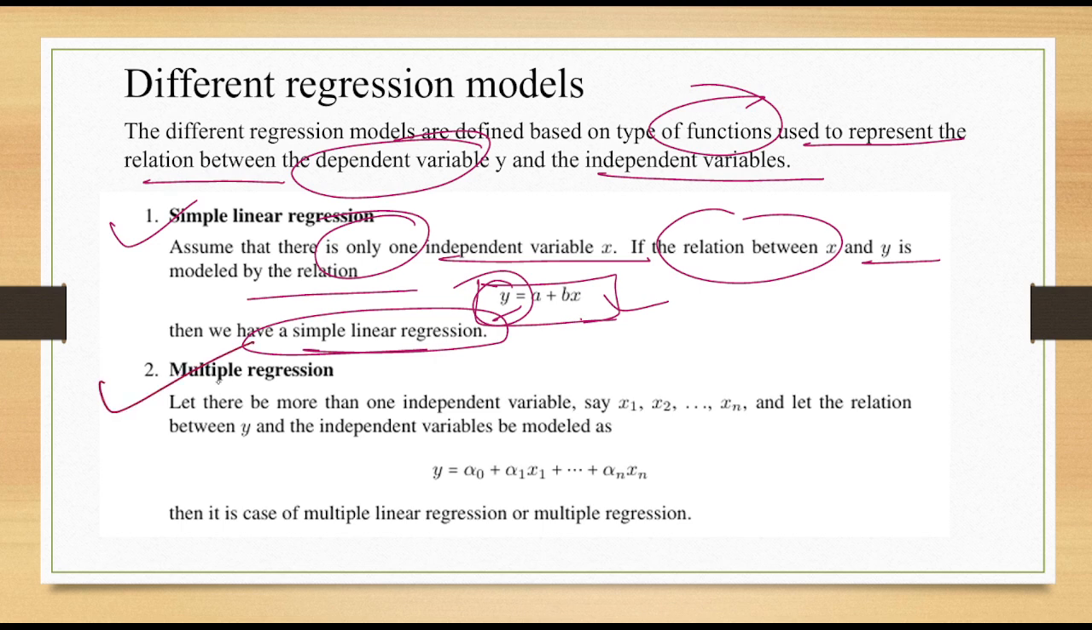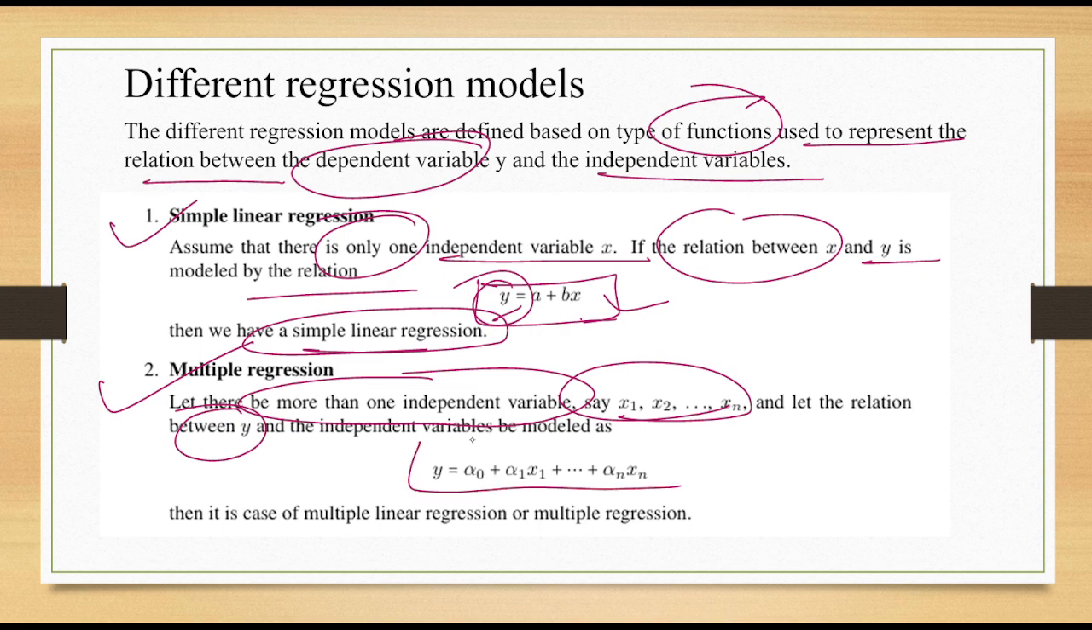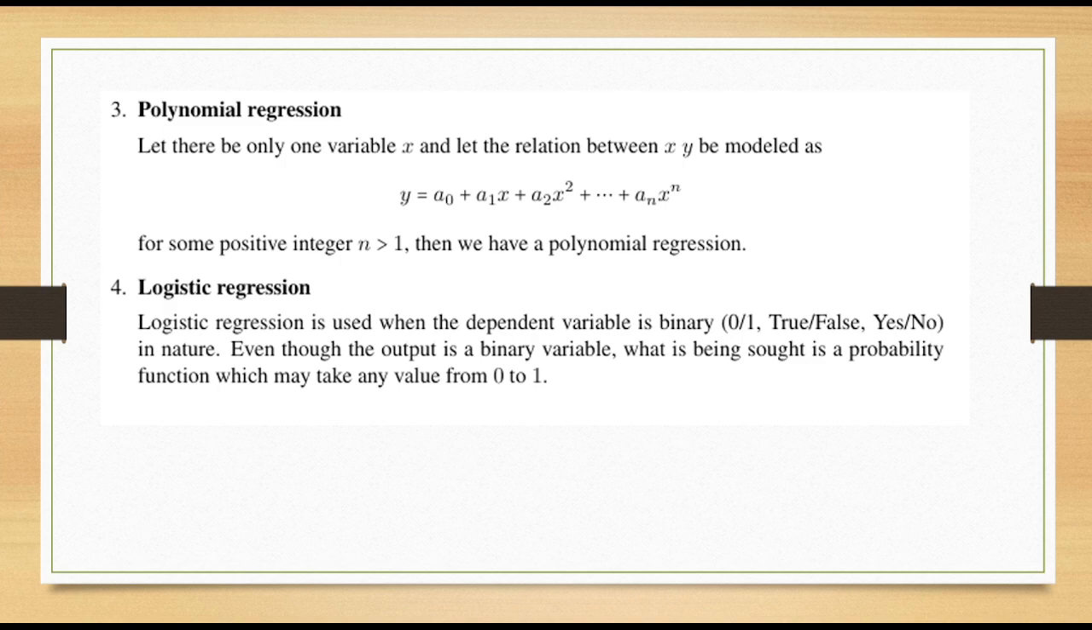Now we have multiple regression. In multiple regression, we have more than one independent variable, for example x1, x2, up to xn, and we get the relation between these independent variables and the dependent variable y. We can say y equal to alpha naught plus alpha 1 x1 plus dot dot alpha n xn. This is the multiple regression model. Next, we have polynomial regression.